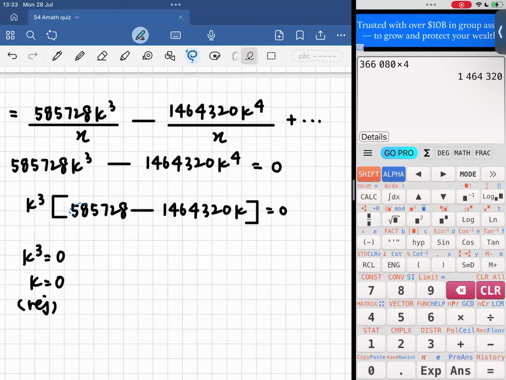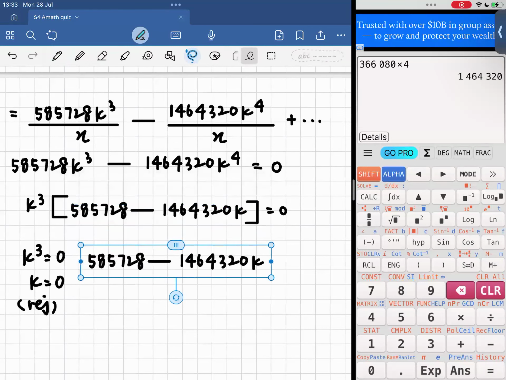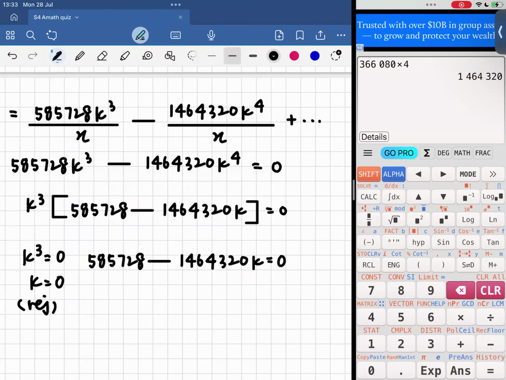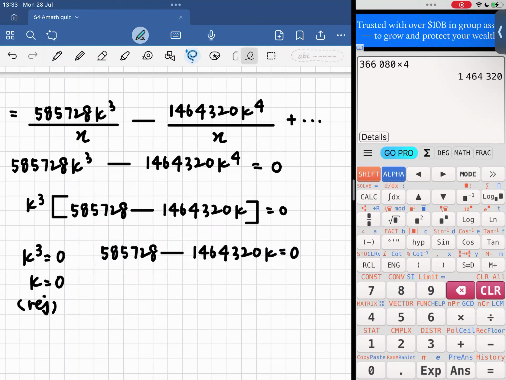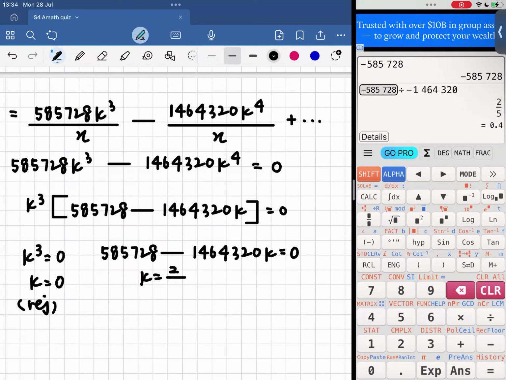So now we solve this thing here. This thing equals to 0. Almost there, okay? So you bring over. Okay, so when you bring over, that will be negative 585728, right? Then you divide by negative 1464320. Ta-da! So this one here, final answer, k equals to 2/5.